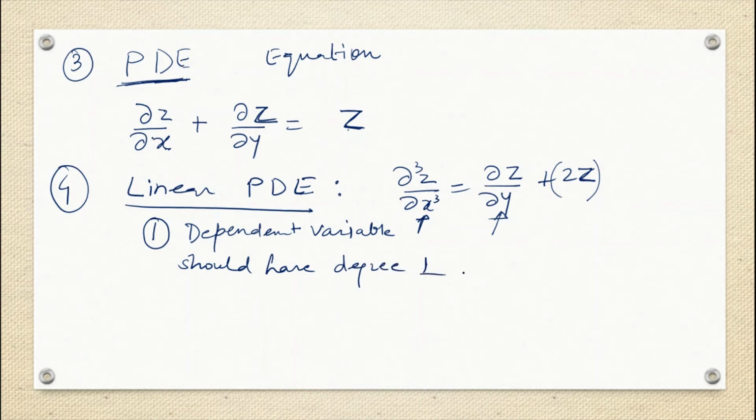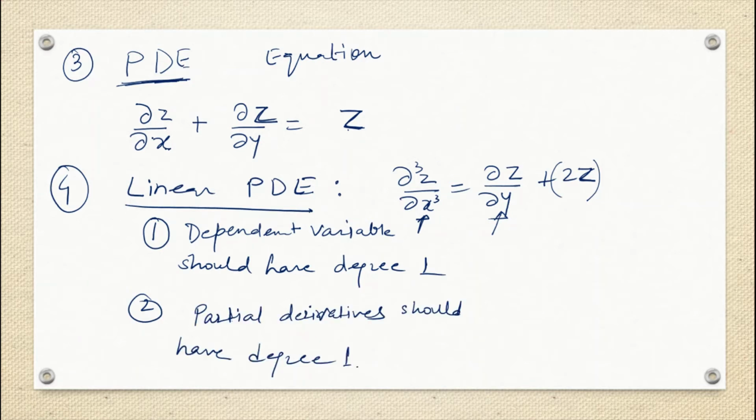Now the second property is what? The second property is that all partial derivatives should also have degree 1. If you see del 3z by del x cube, this also has degree 1. Del by del y of z, this also has degree 1, right? And what is the order of this partial differential equation? The order is 3. We have covered the concept of order and degree of PDE also, correct?